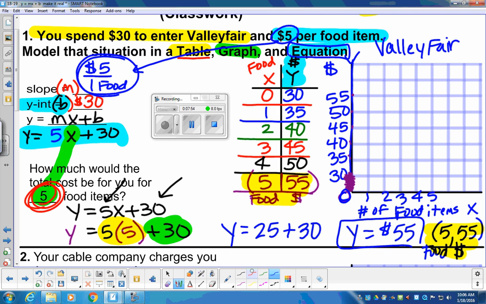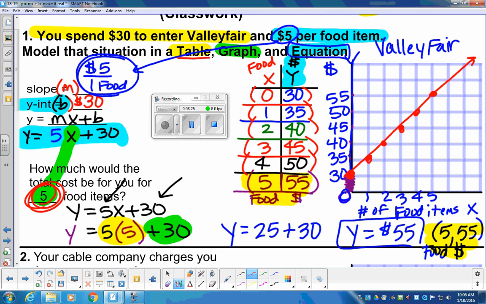If I were to graph these now, think of this as 0, 30, 0 up 30. So 0 food items is $30. Or if I bring 1 food item, it would cost me $35. 2 food items would cost me $40. 3 food items would cost me $45. You might see a pattern there. 4 food items up to $50. And 5 food items is $55. So we have this nice linear graph.